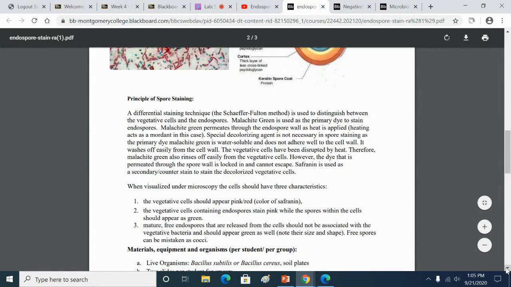When you're finished, you remove the filter paper, put it in the trash, and then you decolorize the slide by simply rinsing it off with water. So water is the decolorizer for the spore stain. Rinse it off with water and then counterstain with safranin for about a minute and then blot dry.